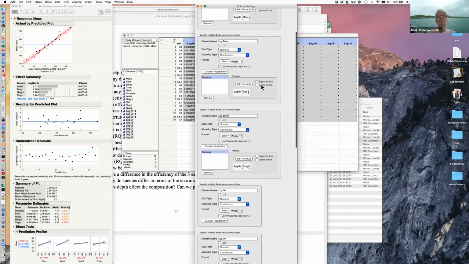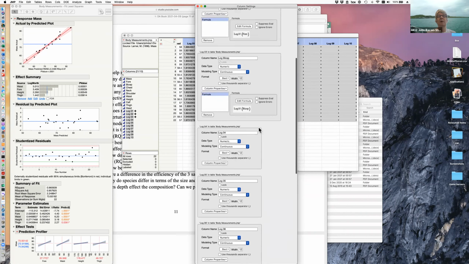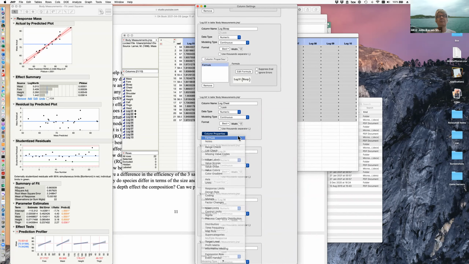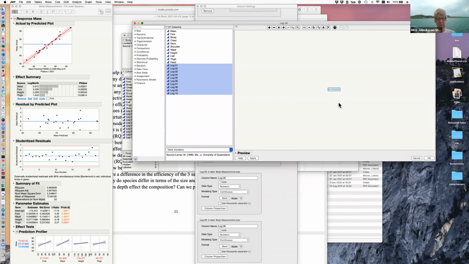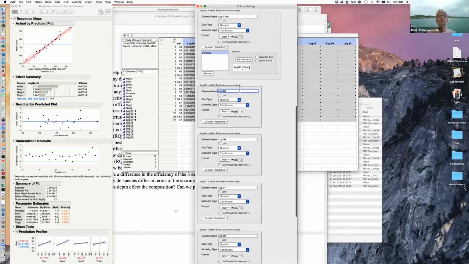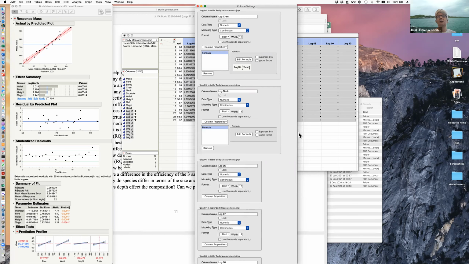So log mass, log forearm, log bicep, log chest. I'm pasting my values in again. I need to keep remembering to change the thing I'm doing the log transform over. Again, fortunately, it warns me, shows me what I've done. Log of neck.